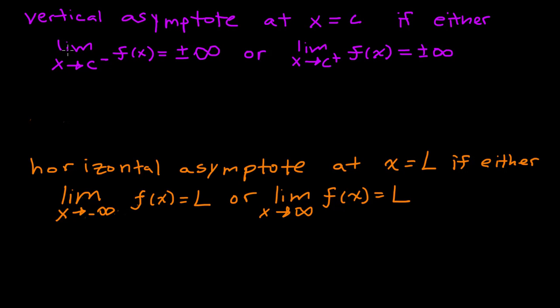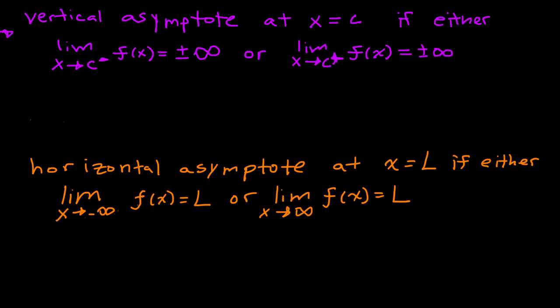First off, we've got our definition here of vertical asymptotes. So vertical asymptotes happen at x equals c if either the limit as x goes to c from the left-hand side, that's what this little minus sign here means, from the left of a function is equal to either positive infinity or negative infinity, or the limit as x goes to c from the right of some function is equal to positive or negative infinity.